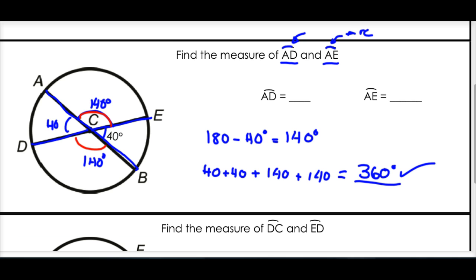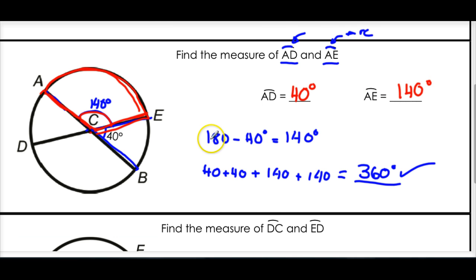Now let's go back to our problem. We are looking for arc AD, which is right over here. Our central angle right there is 40, so we know AD is 40 degrees. And then we want to find out what AE is. Let me just get rid of this for a second. All these numbers are making me nauseous. I want to find out what AE is. A to E, that's this angle right here. And we see that that angle is 140 degrees.